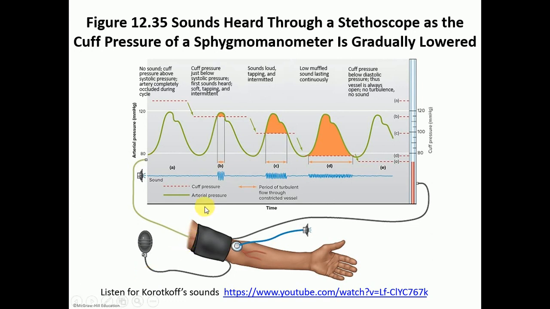So the very first sound that you're going to hear represents your systolic pressure, and then as you start to deflate that cuff, the sound is going to go down until pretty much it disappears, and you have kind of like this muffled sound that would represent your diastolic pressure.